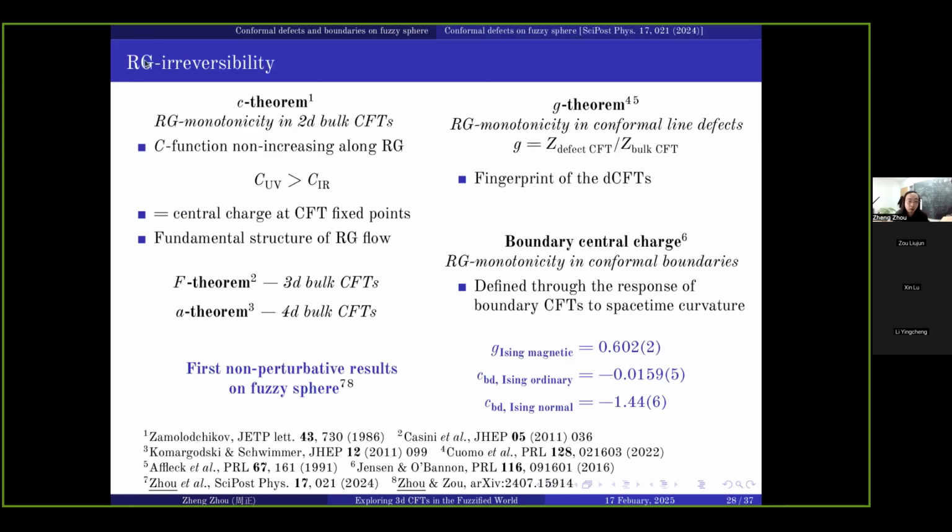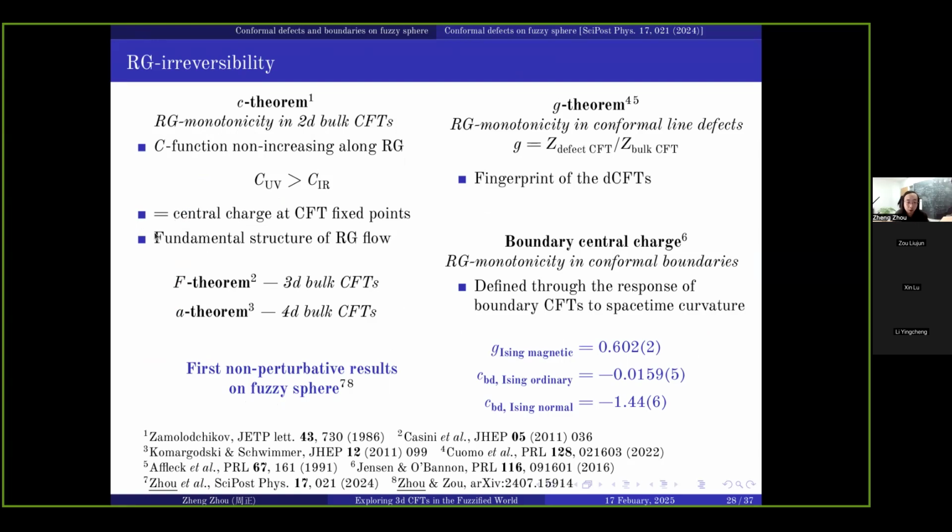The first point is the RG irreversibility. Speaking of which, the most famous example is the C theorem in 2D bulk CFTs, which asserts that there exists a C function that is non-increasing along the RG and its value equals the central charge at CFT fixed points.